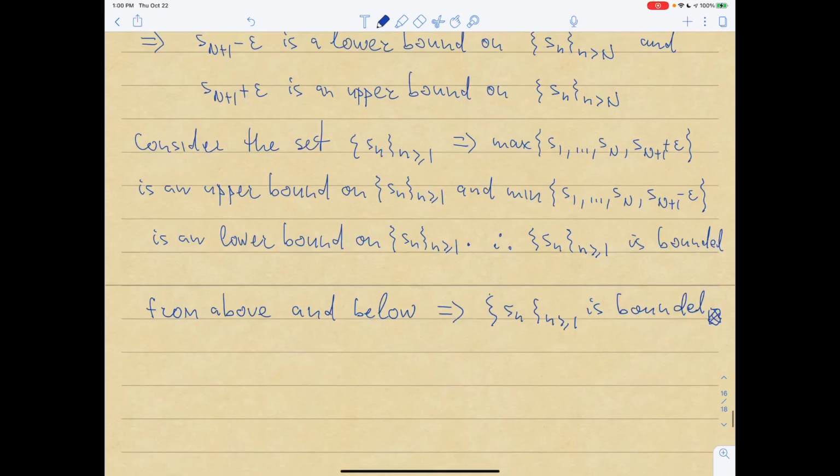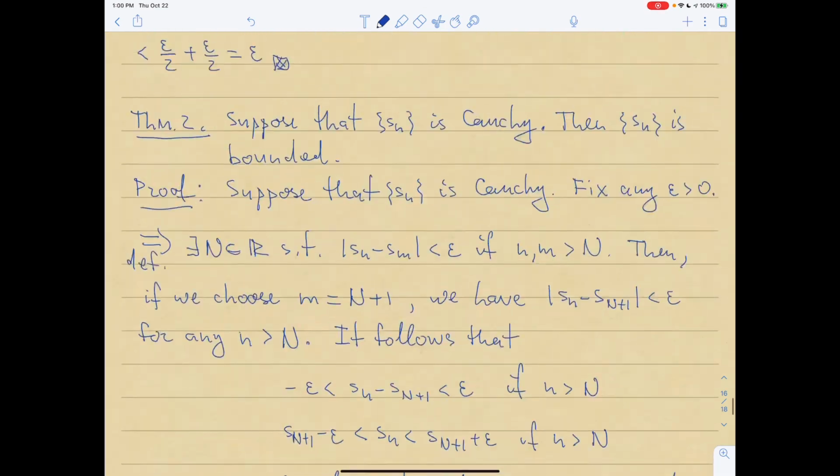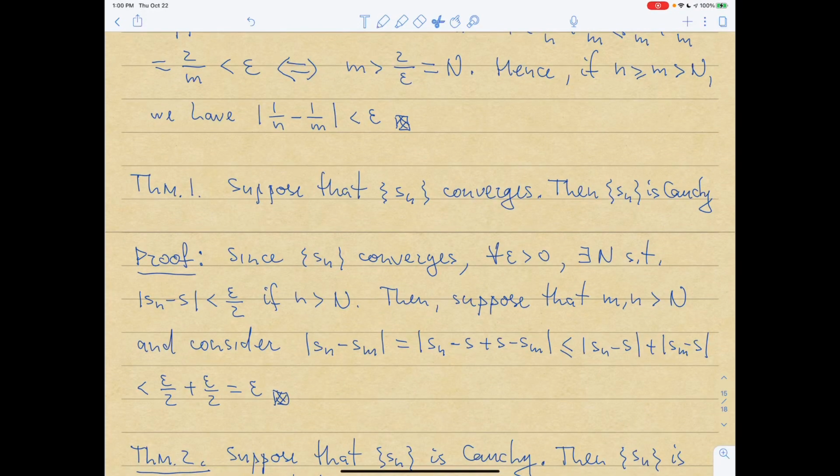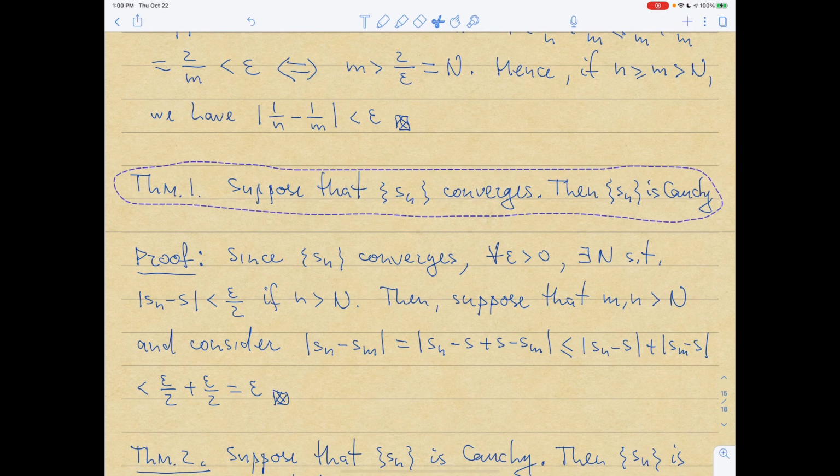All right, and then in the next installment of this lecture, we're going to prove the result which was opposite to theorem number 1. So we know that any convergent sequence is Cauchy, and we want to prove that any Cauchy sequence converges. And that's what we're going to do next time.